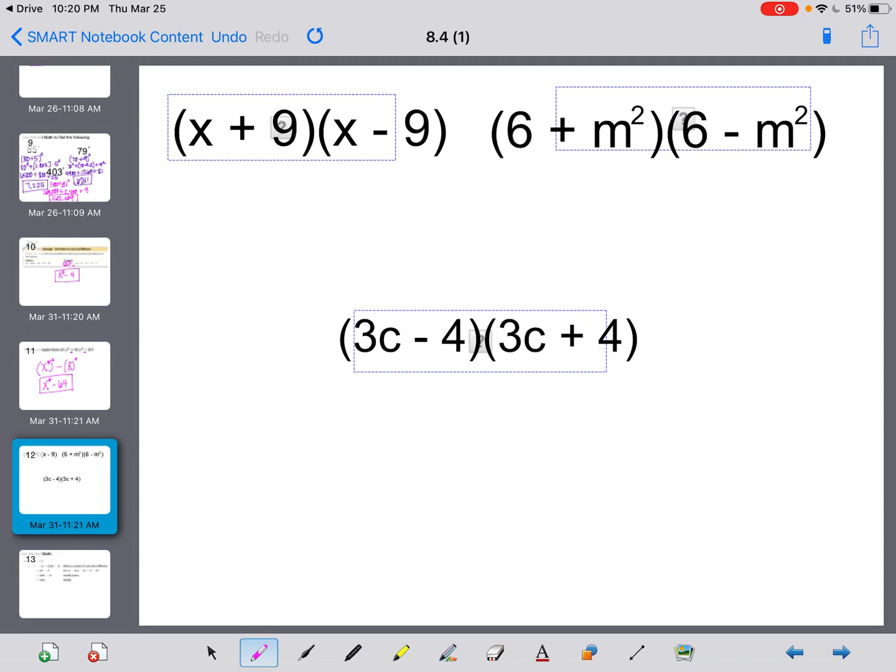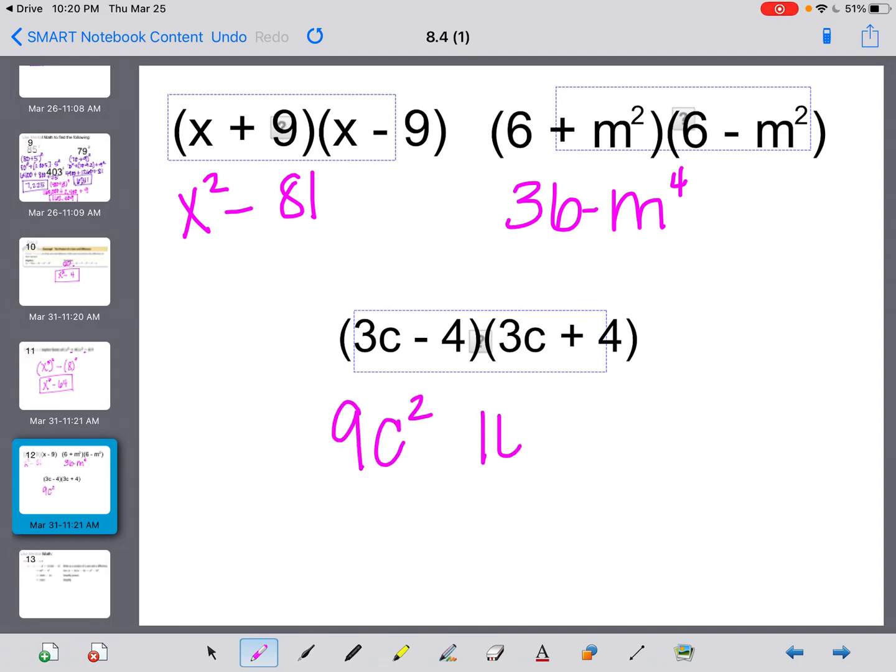Okay, this is a good place for you to pause, try it on your own, and come back and check your answers. Okay, welcome back. I'm going to square the first term, square the second term, put a minus in between. I do the same for each of the remaining problems. All right, hopefully that's helpful.